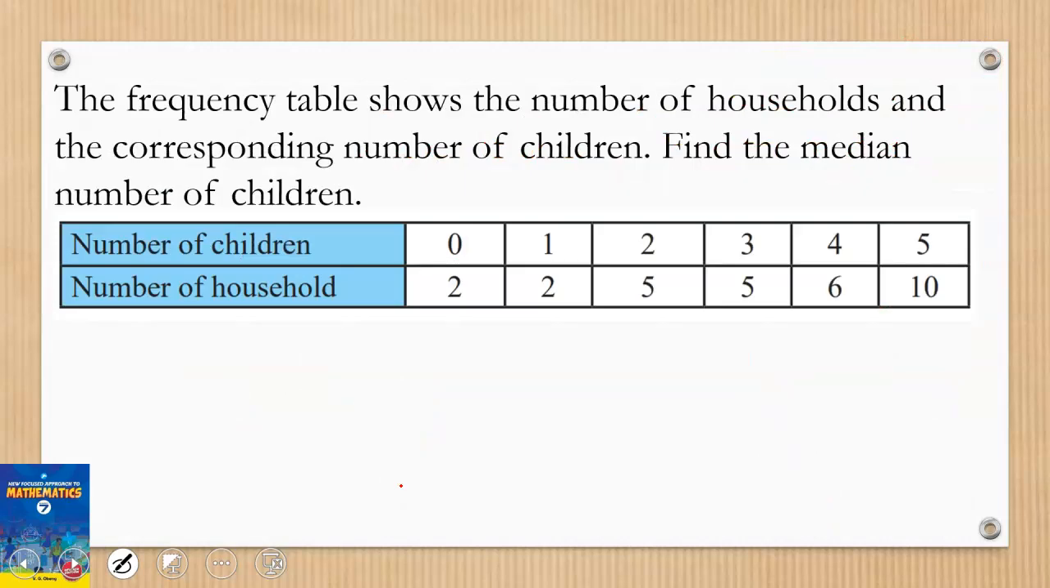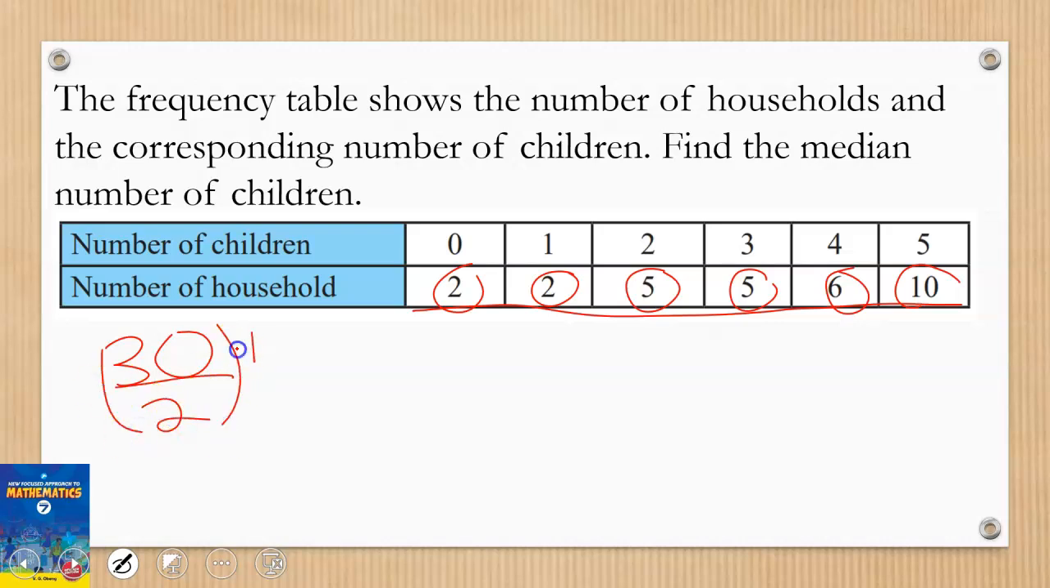Here we have a frequency table showing the number of households and the corresponding number of children that they have. We want to find the median number of children. Again, this is my frequency, so I'm going to total the frequency. 10 plus 6, 16, plus that will give me 21. Then plus this will give me 26, 28, 30. So my total is 30. And 30 is even, so I just divide by 2, and that will give me my position, which is the 15th position. So here my median will be at the 15th position.